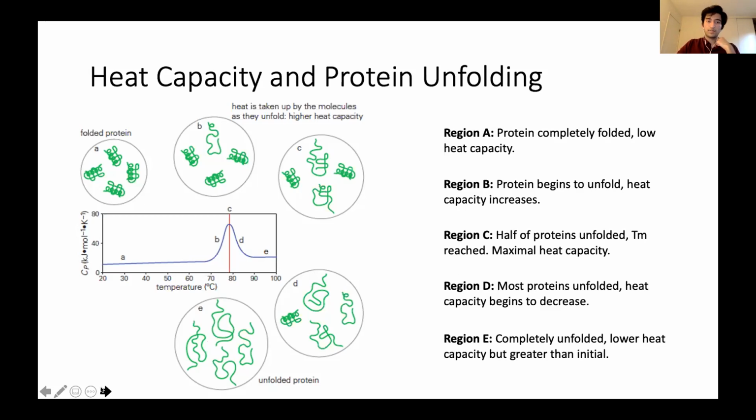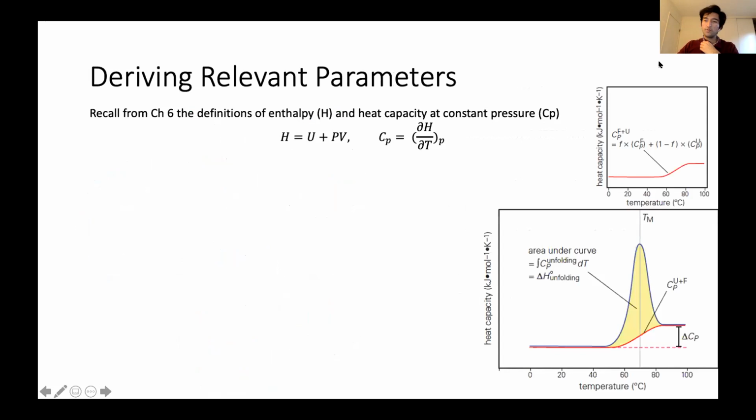Okay, so next I'll go over a little bit of math that's relevant for deriving some of the parameters of interest. A lot of this is in the lecture notes, but I just have one or two extra comments here. First, here are some important definitions for enthalpy and heat capacity at constant pressure. These come from chapter 6, and you can read about them more if you're interested, but for the purposes of this class and for this derivation, if you just assume these to be true, then things work out.